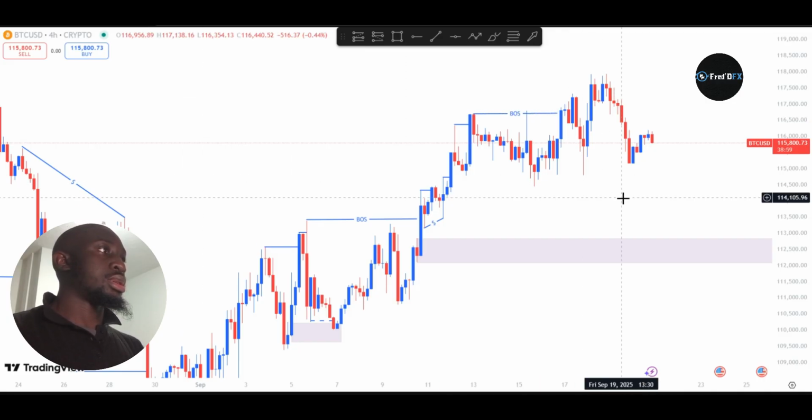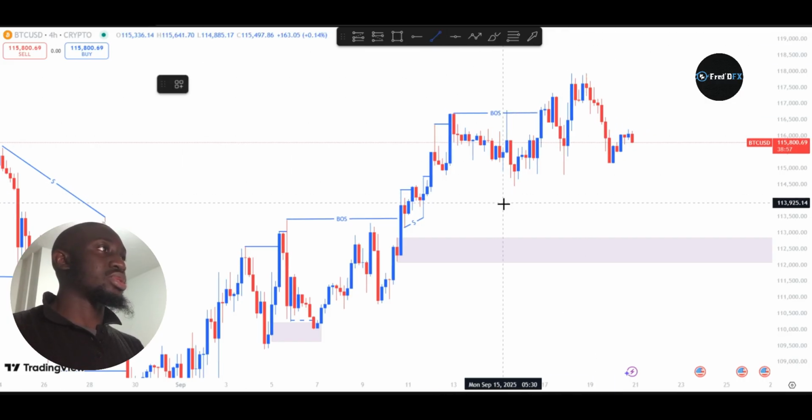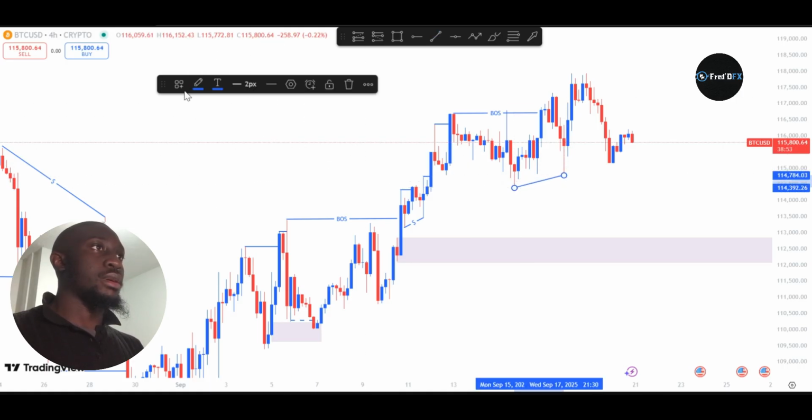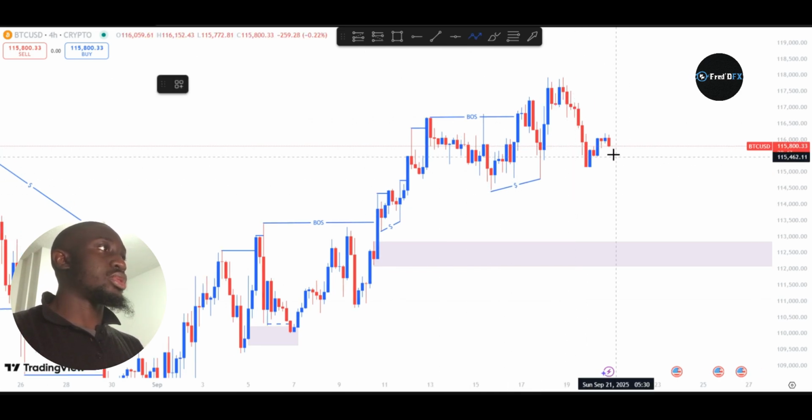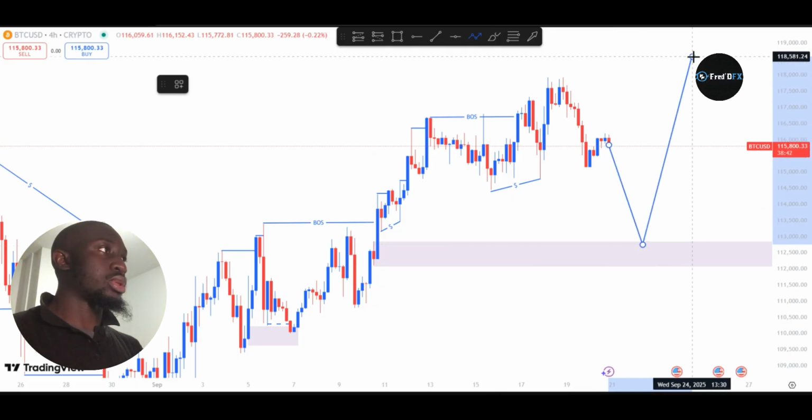Yes. So now, to me, this area turns liquidity, because a lot of money are resting under this low. So I'm expecting price to move all the way down to this area before we long.